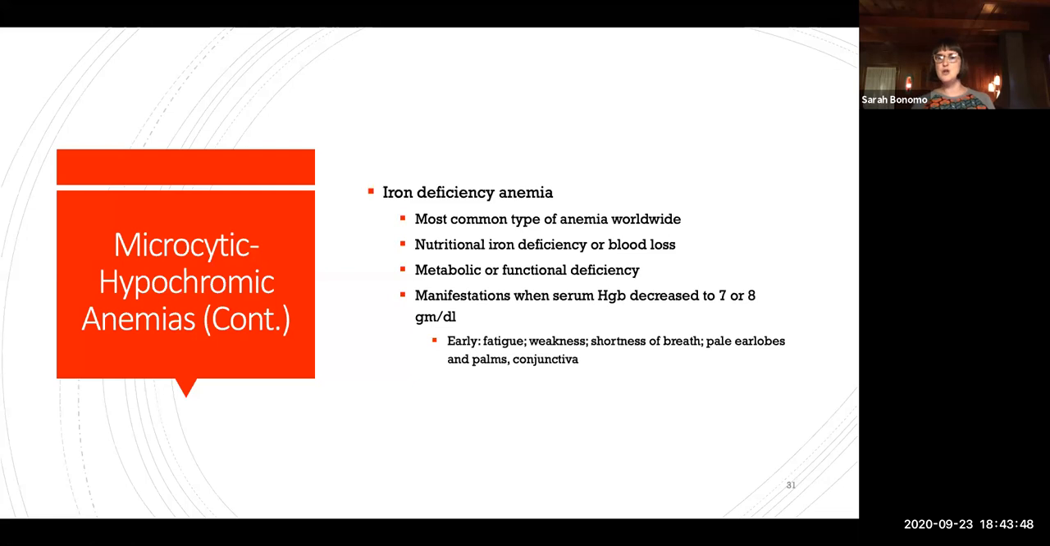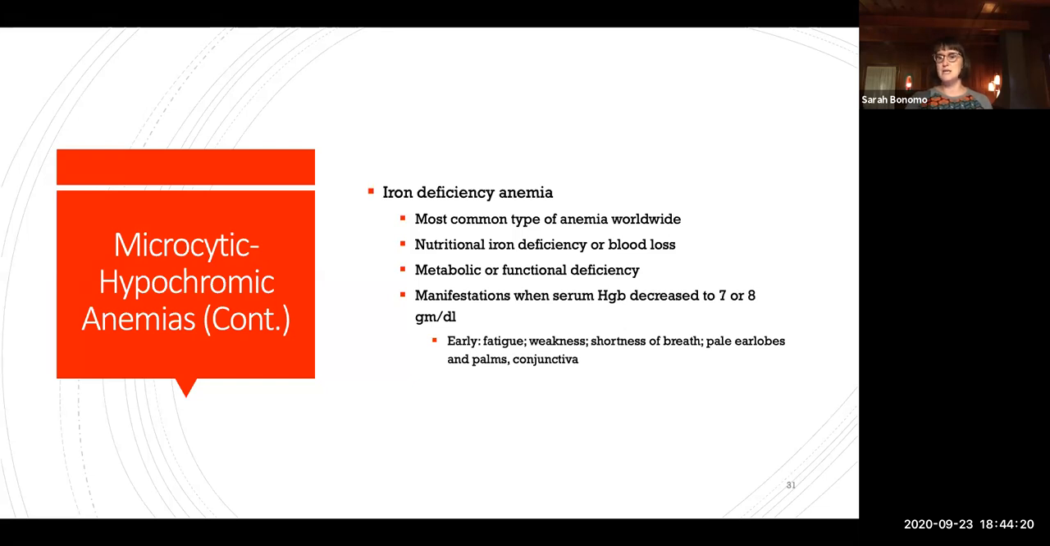Just as a note, the causes of iron deficiency anemia can also be metabolic or functional, which is insufficient delivery of iron to the bone marrow, or impaired iron absorption once it does get into the bone marrow. So that's usually much more rare, and usually is being caused by some metabolic disorder, basically. So signs and symptoms I listed there for you as well.